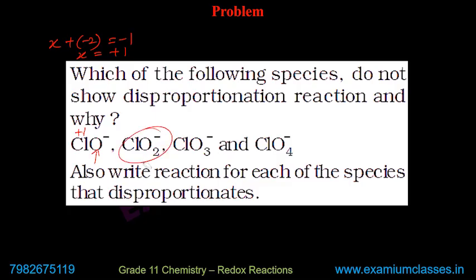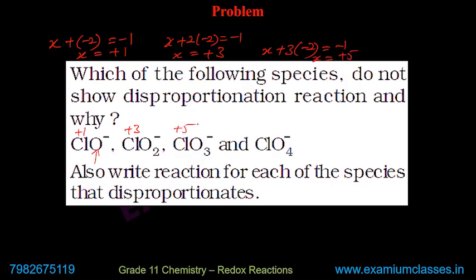In ClO2 minus, the oxidation state of chlorine will be X plus 2 times -2 equals -1. X equals 4 minus 1, that is +3. In ClO3 minus, X of chlorine plus 3 oxygens, 3 times -2, total charge is -1. X equals 6 minus 1, that is +5. In ClO4 minus, X plus 4 times -2 equals -1. X equals 8 minus 1, that is +7.